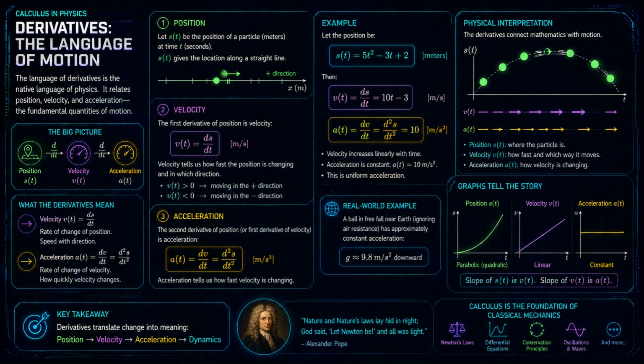For example, if s of t equals 5t squared minus 3t plus 2, then v of t equals 10t minus 3, and a of t equals 10. The acceleration is constant, which corresponds to uniform acceleration, like a ball in free fall near Earth's surface, where gravitational acceleration is approximately 9.8 meters per second squared.